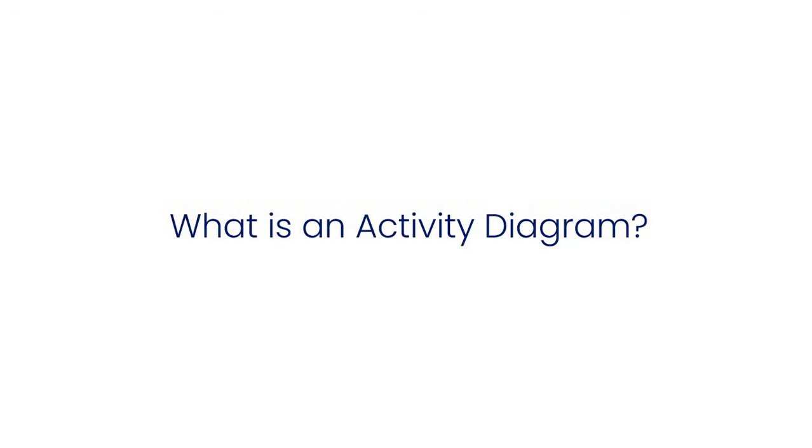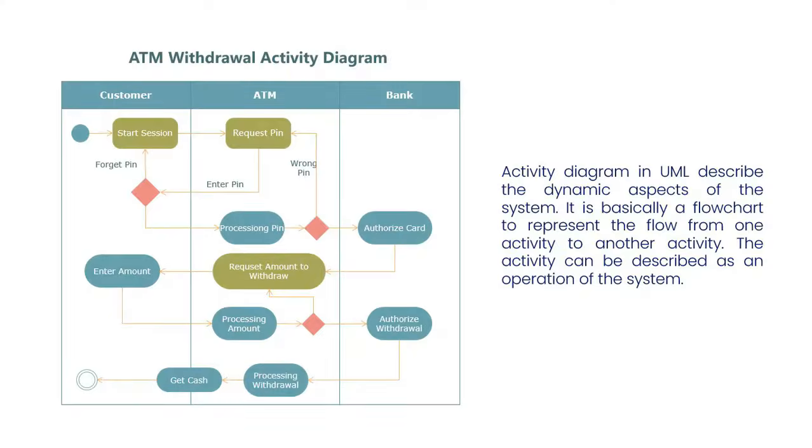In this video, we will learn about activity diagrams. Activity diagrams in UML describe the dynamic aspects of the system. It is basically a flowchart to represent the flow of one activity to another. The activity can be described as an operation of the system.